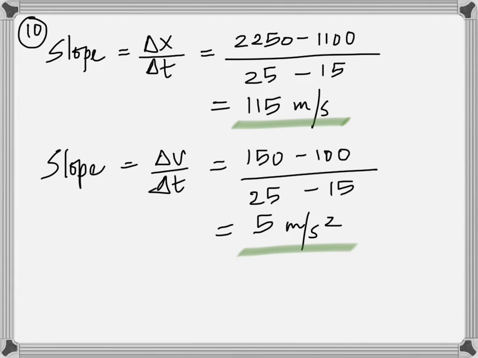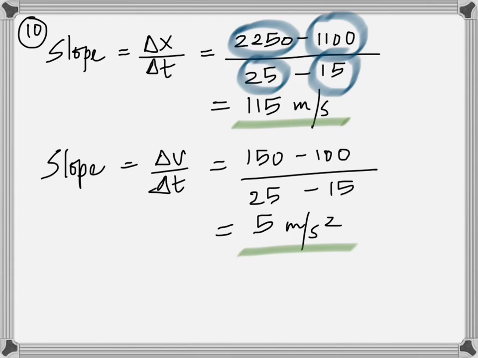Now to understand question 10, you need to have your graph right before you and make sure that you take the first slope from the displacement time graph, and if you look at it carefully, at 15 seconds the displacement is 1100, at 25 seconds it's 2250. So you take the difference in the displacements divided by the difference in the corresponding times.